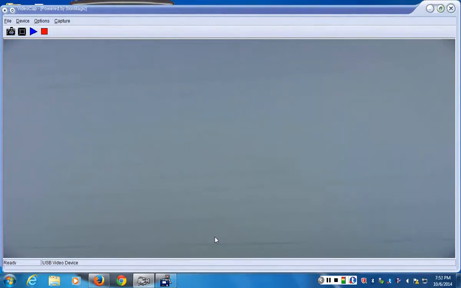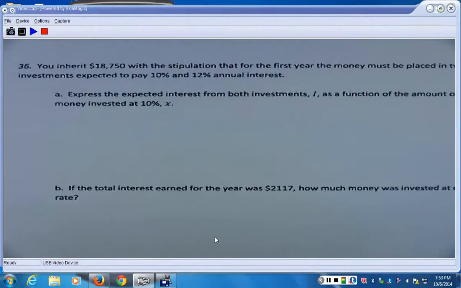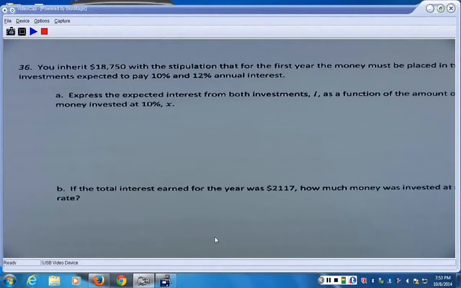All right, this one: you inherit, is anybody going to inherit $18,750? I don't know. Be nice. You inherit $18,750 with the stipulation that for the first year, the money must be placed in 2 investments expected to pay 10% and 12% annual interest.